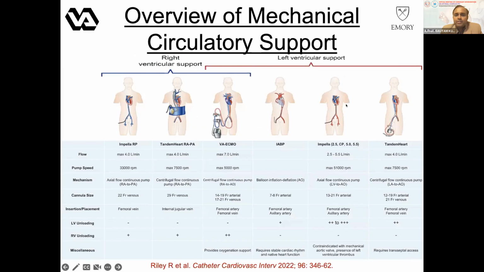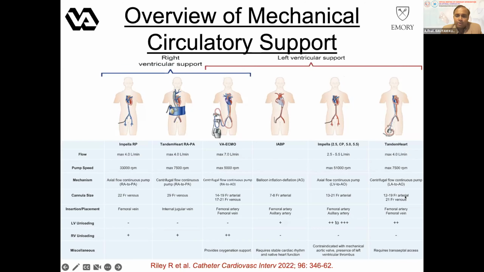Now, in terms of circulatory support, there are multiple different options that exist, both for right-sided ventricular support, which is on the left side of my screen, and for left-sided ventricular support, which is on the right side of my screen. So we will start with left ventricular support. Probably at the most complex level, there is TandemHeart, which provides maximum output of about 4 liters per minute, and it's a continuous flow pump.